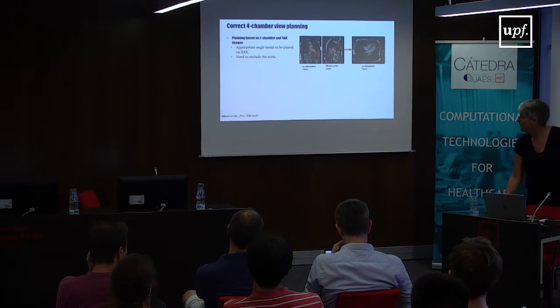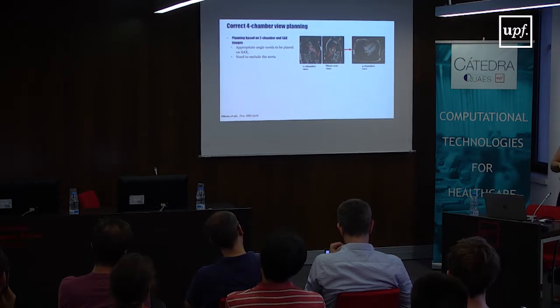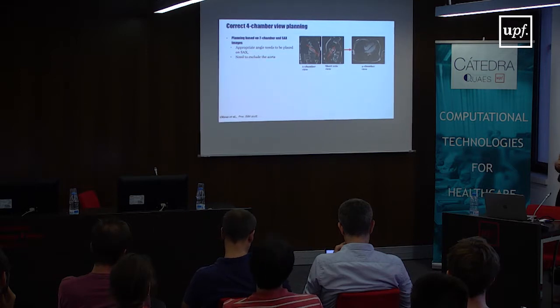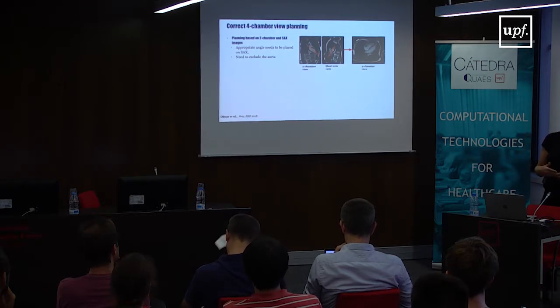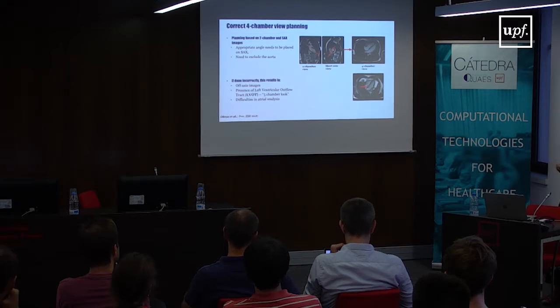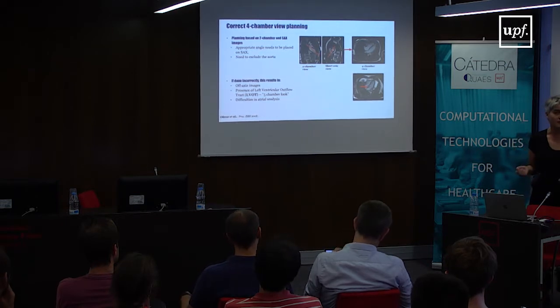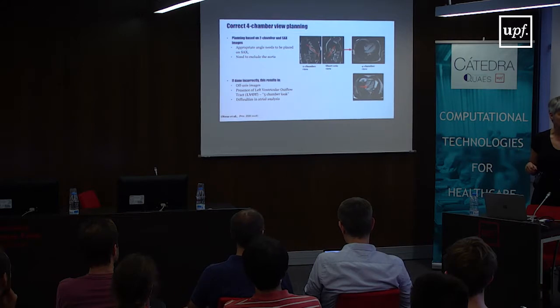If you want to do that, before you take the four-chamber view, you have to do two more planning scans. You take a two-chamber view and a short axis scan, and then you place an angle on both of these scans, and after that you know where to take the four-chamber view from. It needs to exclude the aorta. If you don't do that, you get this five-chamber look. It's basically because of the presence of the left ventricular outflow tract, or LVOT, and if you want to do subsequent atrial analysis, that could lead to problems.